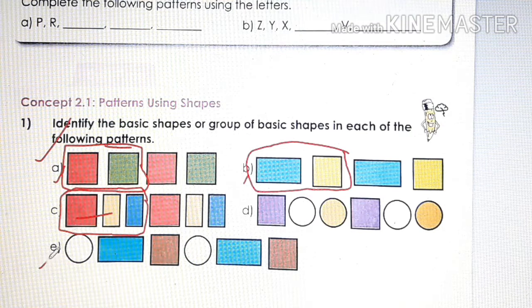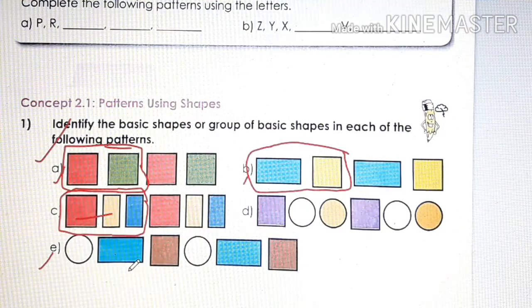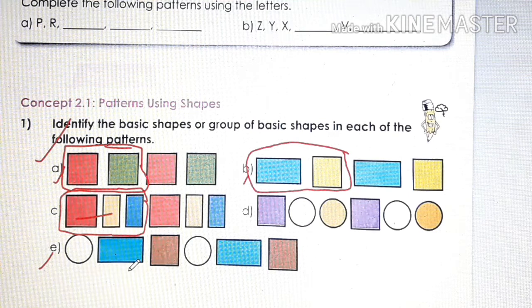The last one, circle, rectangle, square. Circle, rectangle, square. So 3 basic shapes are repeating here, children. That is circle, rectangle, square. So if you have to identify, these 3 are your basic shapes.